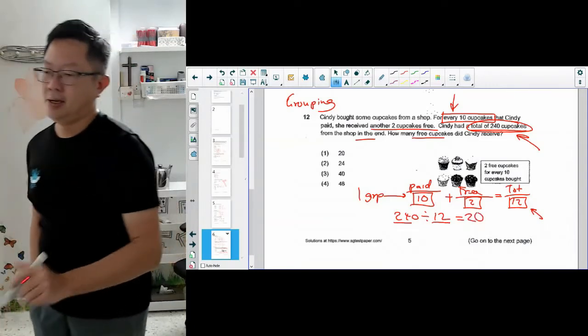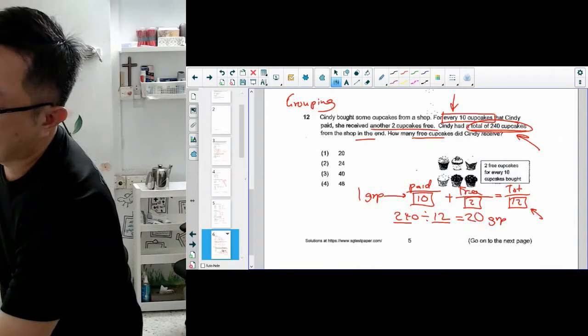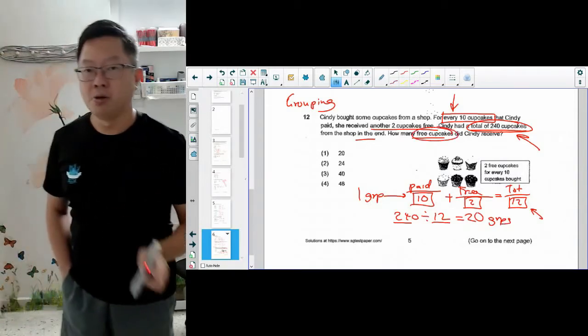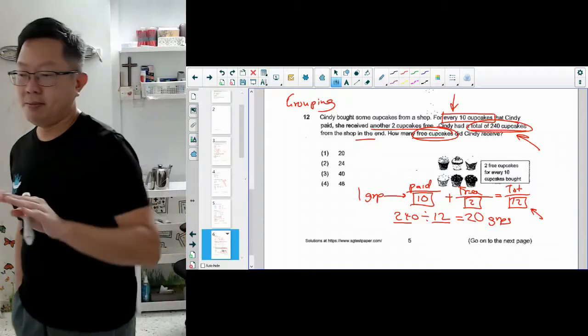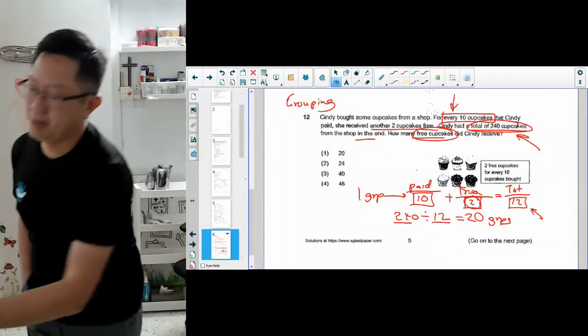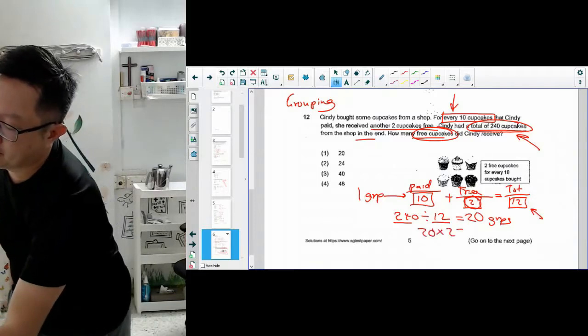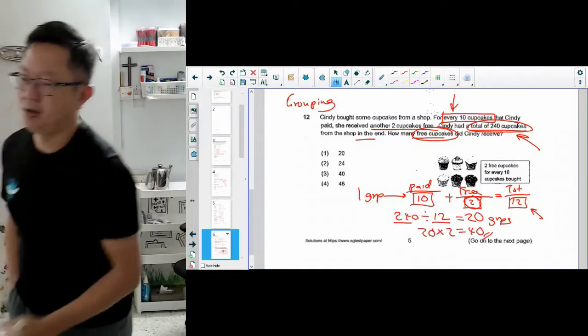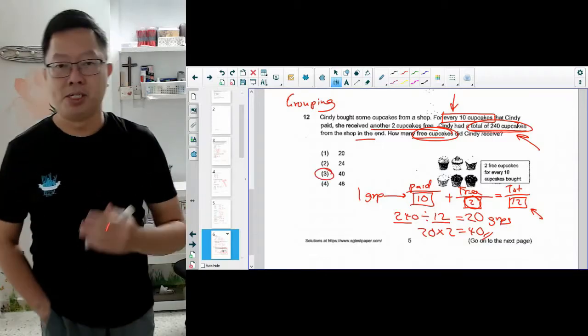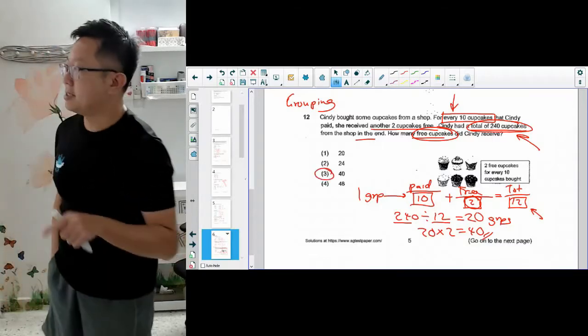20 groups. And if there are 20 groups, how many free cupcakes did she receive? Then you go back to one group again and look for the same thing. You look for the free. There are 2 free cupcakes. So if there are 20 groups, then 20 times 2. So she must have received 40 free cupcakes. So answer number 3. So there's a method over here which is called the grouping method. Okay, let's go on to the next one.